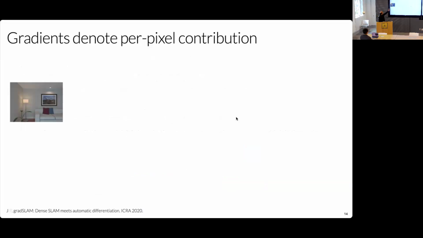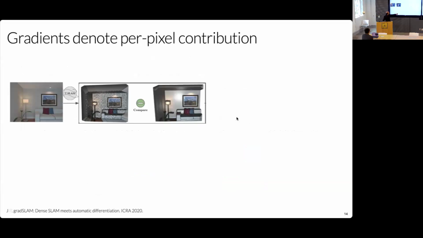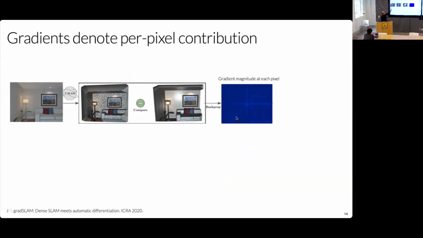And now that you can differentiate through the system, you get interesting capabilities because of these gradients. So you have an image here, and this is a bunch of RGB images. I'm just showing the first image for simplicity. You run this through SLAM, and you get a noisy reconstruction because there's often that noise. And if you compare this with a true reconstruction, in this case, a reconstruction obtained from clean images, and you backprop, you get gradient magnitudes for every single image pixel.